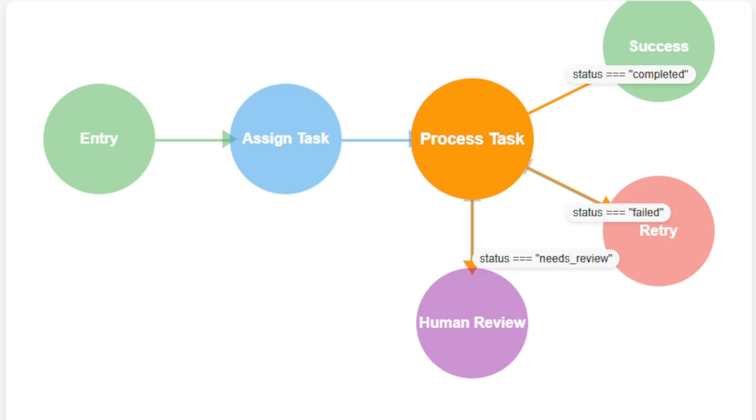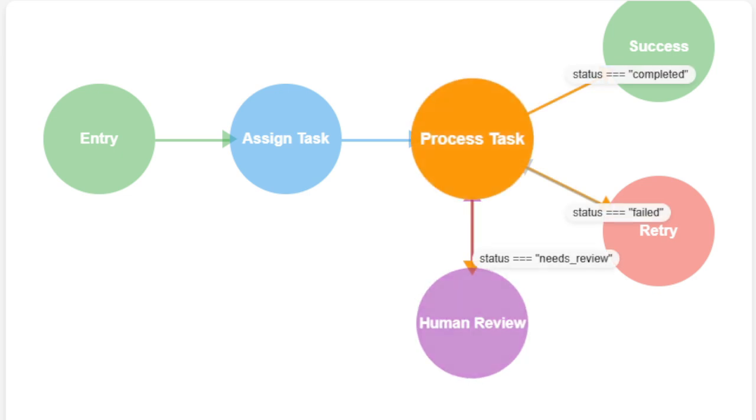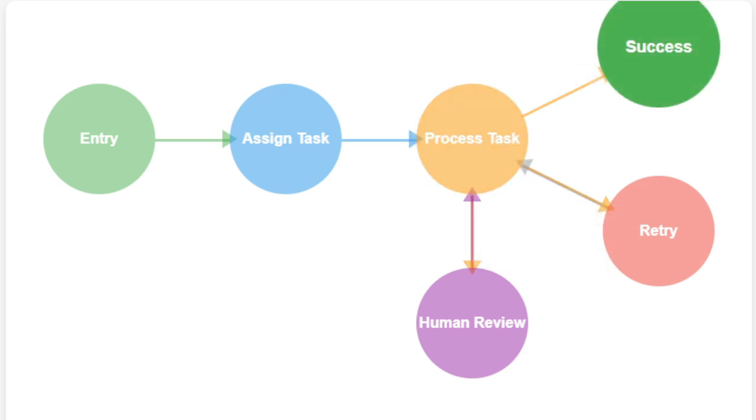For example, we have a status field inside a shared state object, and based on the match of that status field against a certain value, you go to a specific next node in the workflow. So for example, if the status is needs review, we go to the human review node. Once the human review is done, where they either provide the approval or give some more suggestions, it goes back to the process task. And then from there on, it makes another check on the status field. If the status is completed, we go to the success, but if status is failed, we retry the whole workflow.